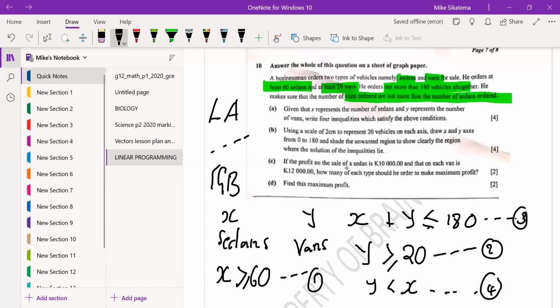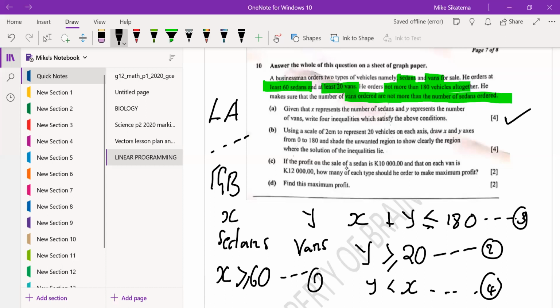Here it's less than, you shade above. This is greater than, you shade below the line. This is less than, you shade above. So be careful to remember this. So we've gotten our 4 marks.